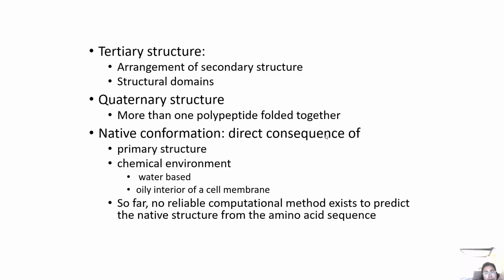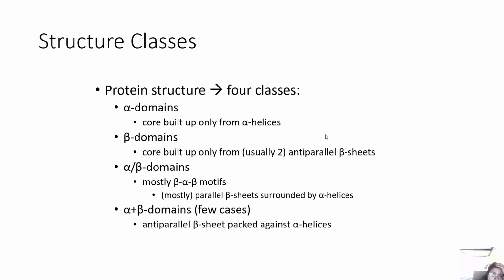So far, no reliable computational method exists to predict the native structure from the amino acid sequence. So basically, protein structure can be alpha domains, with a core built from alpha helices; beta domains, with a core built up from usually two antiparallel beta sheets; alpha/beta domains, mostly beta-alpha-beta motifs, mostly parallel beta sheets surrounded by alpha helices; and alpha plus beta domains, antiparallel beta sheet packed against alpha helices.